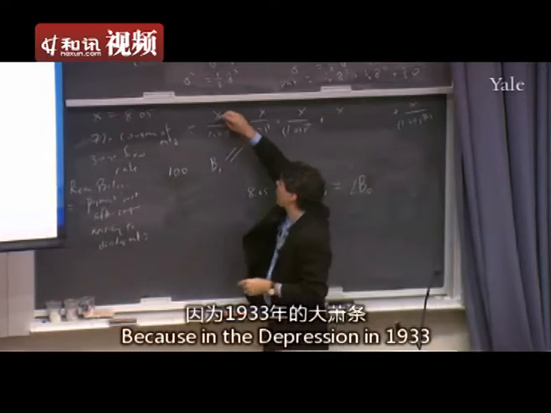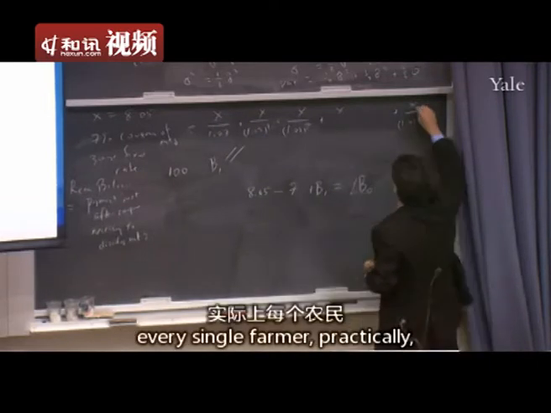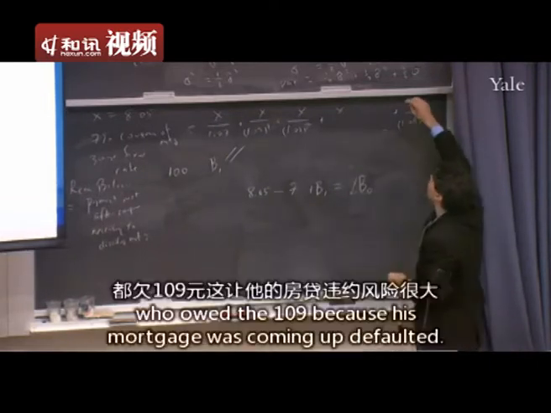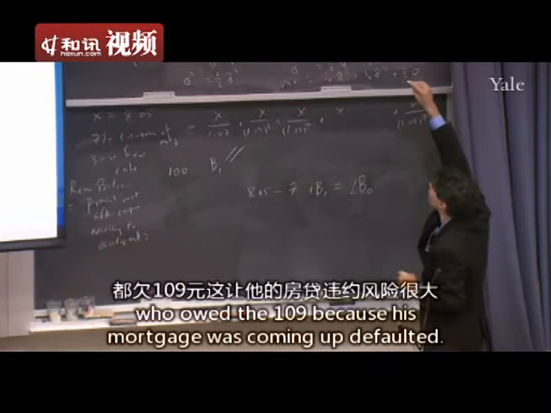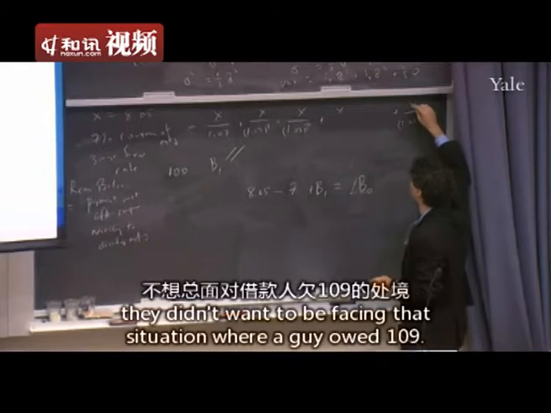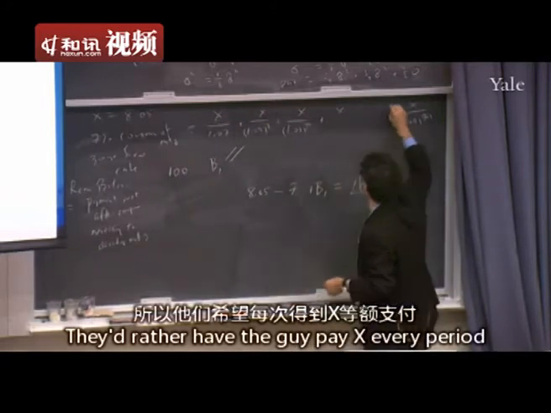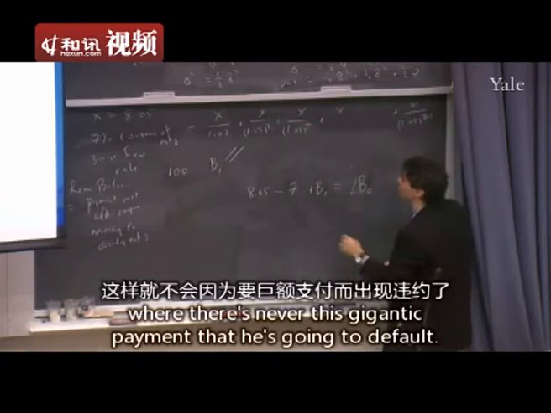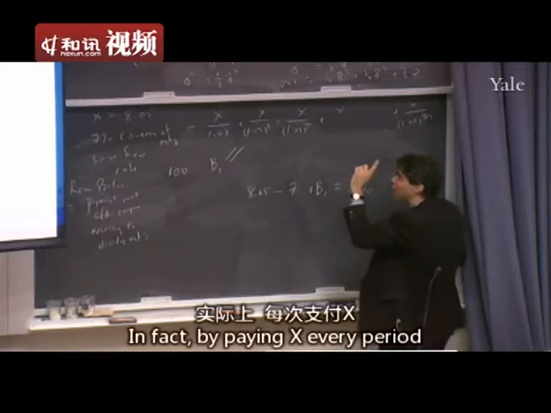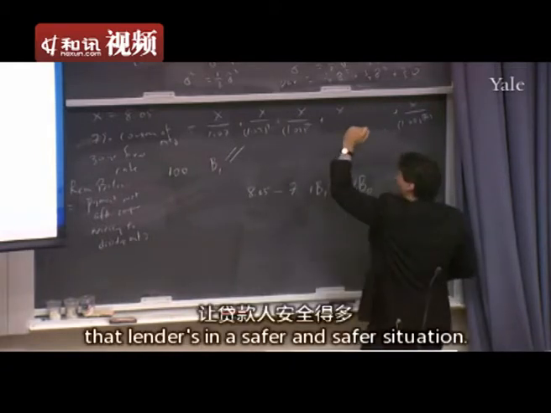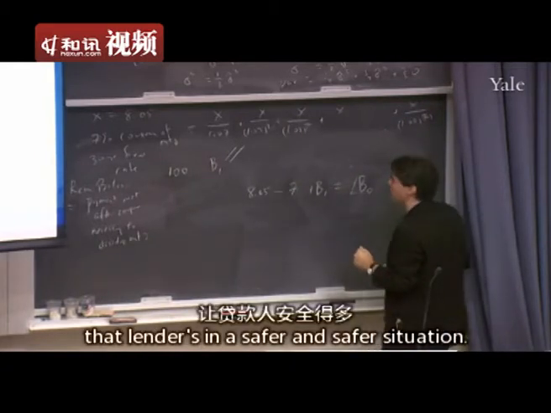Because in the Depression in 1933, practically every single farmer who owed the 109 because his mortgage was coming up defaulted. So the lenders decided they didn't want to face that situation where a guy owed 109. They'd rather have the guy pay X every period, where there's never this gigantic payment that he's going to default on. In fact, by paying X every period, the lender is in a safer and safer situation.